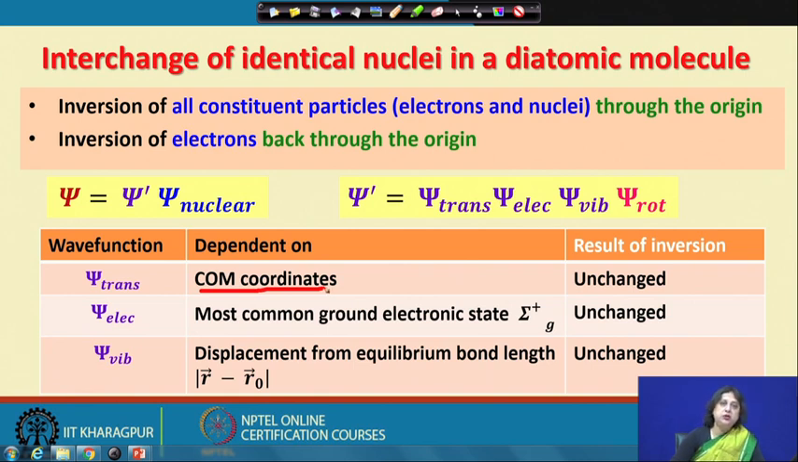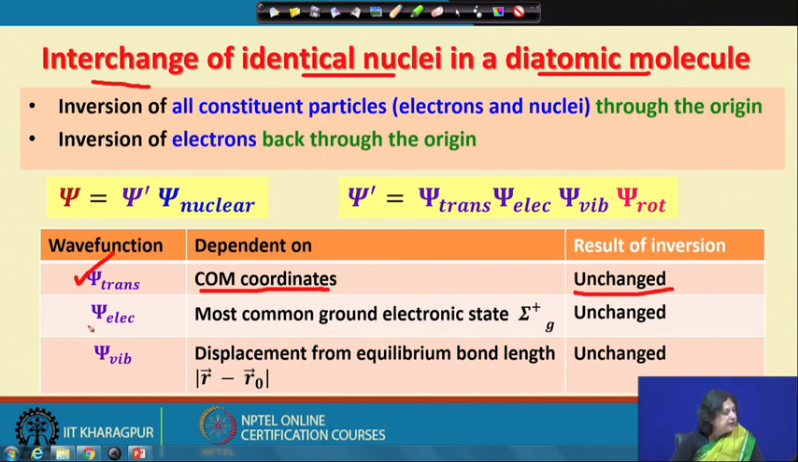And therefore, when you carry out the inversion of the coordinates, the center of mass coordinate actually remains unchanged. Therefore, I would say that through this interchange of identical nuclei, psi trans is going to remain unchanged. So, psi trans is symmetric with respect to interchange of identical nuclei in this diatomic molecule.